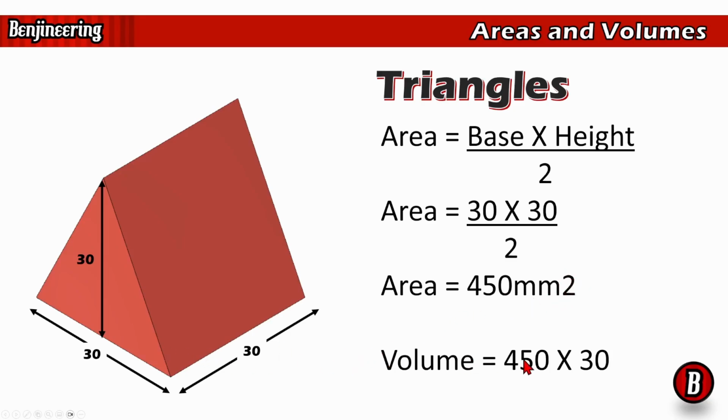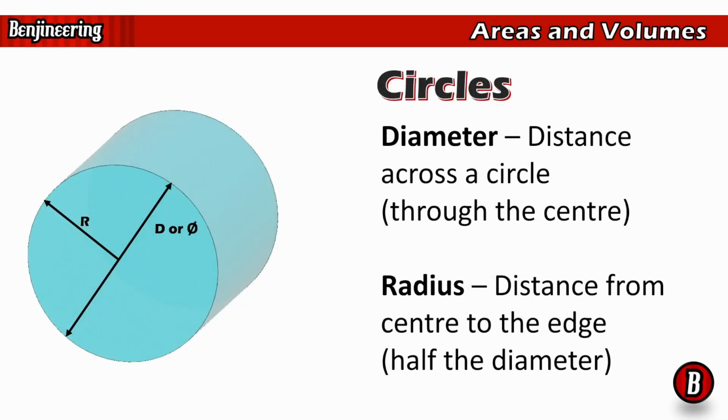Now, to work out the volume, all we do is take the area of the face and multiply it by 30. Same as we did before. Okay. All right. If you want to have a go at doing that yourself on a calculator, just to make sure I'm not lying to you, then please do. Otherwise, we are going to move on to circles.